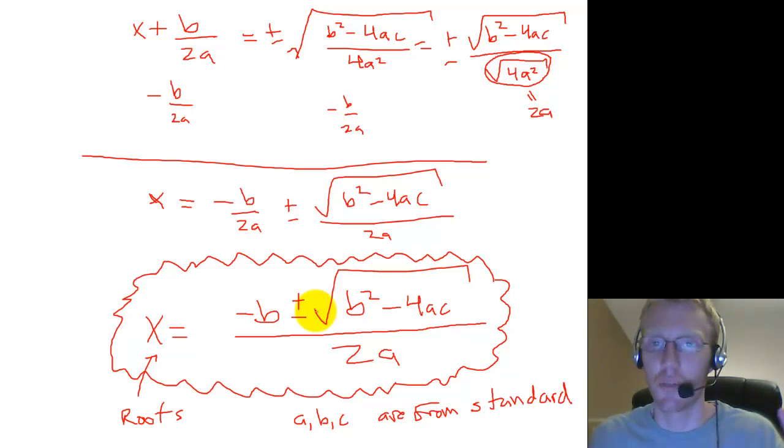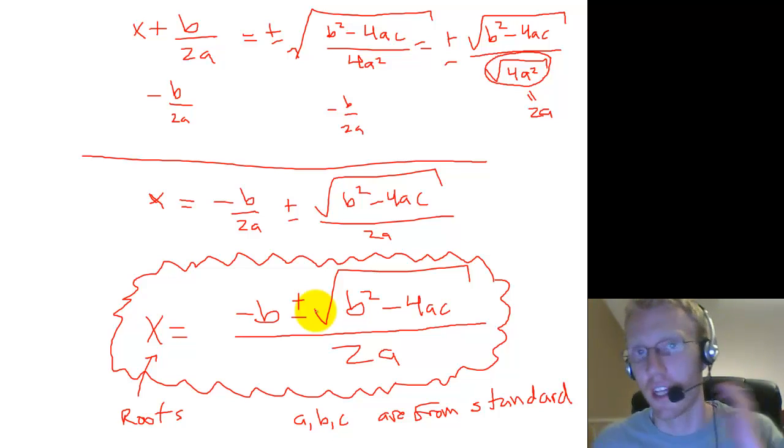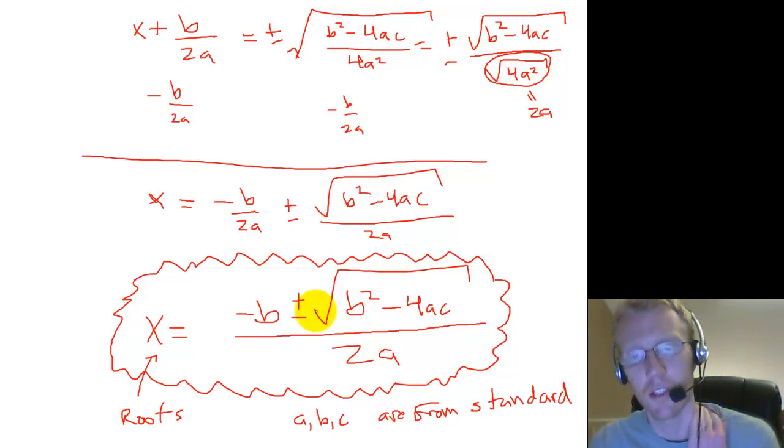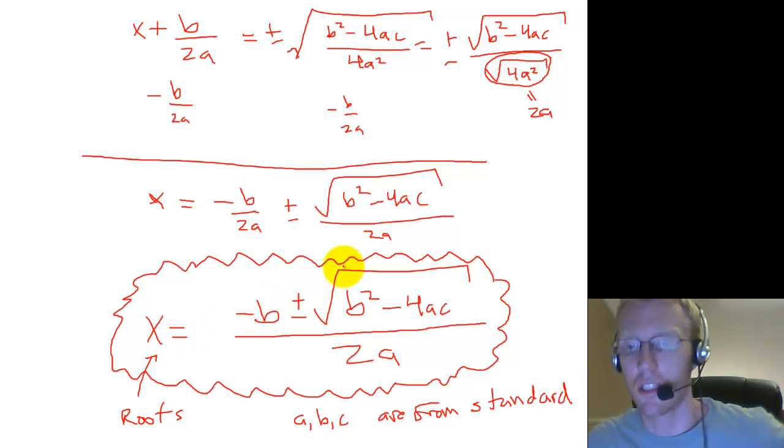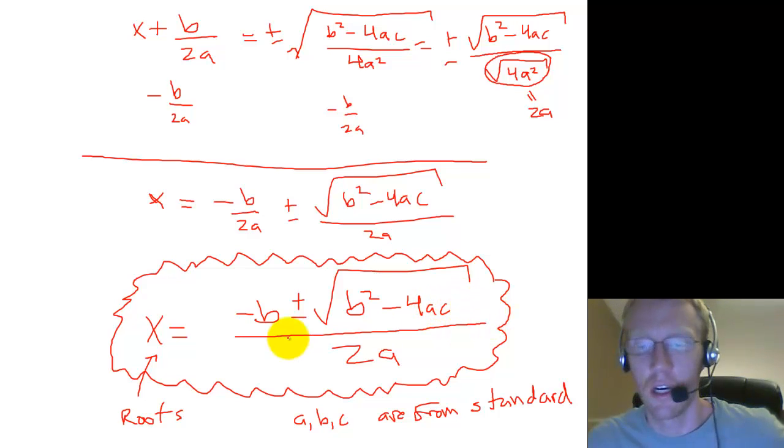The reason it works is because we went through all the same steps that we would have gone through with numbers, but instead we went through those steps with variables, which means it's going to work for anything that you plug in. Okay, so the formula is negative b plus or minus the square root of b squared minus 4ac all over 2a.